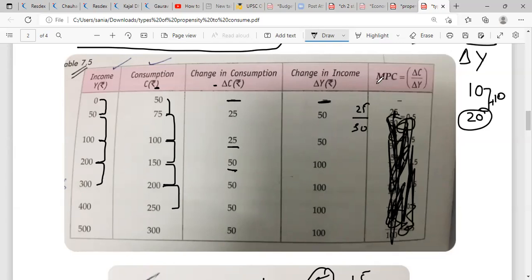Yes, ma'am. And then you will find this MPC. Draw the entire table and then find MPC and let me know once you are done. 50 divided by 100 will be the same only. So write down the answers.